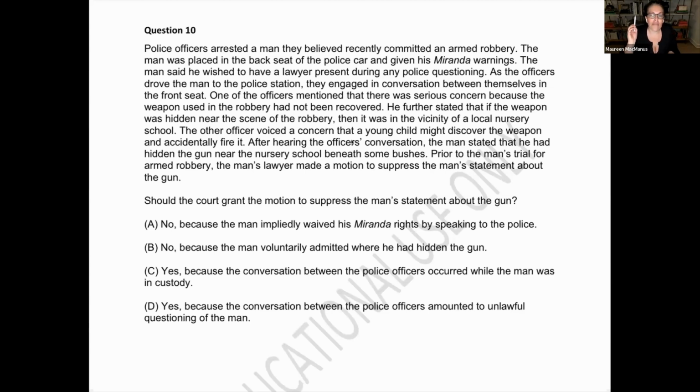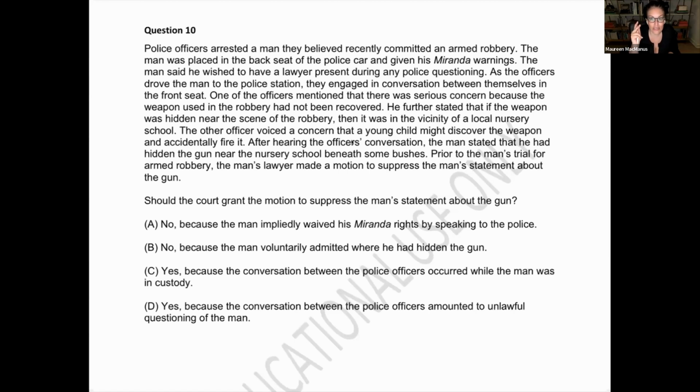So police officers arrested a man they believed recently committed an armed robbery. The man was placed in the back seat of the police car and given his Miranda warnings. So given Miranda warnings, we're dealing with the 5th Amendment here so far, because he has not yet been charged. The man said he wished to have a lawyer present during any police questioning. So he has unequivocally invoked Miranda. They cannot question. So is he in custody? Yeah, he's in the back of a police car.